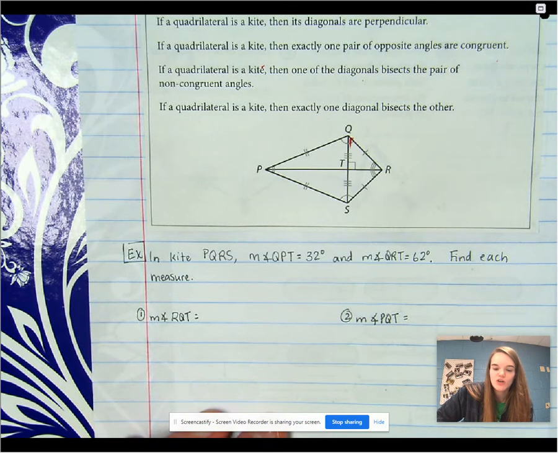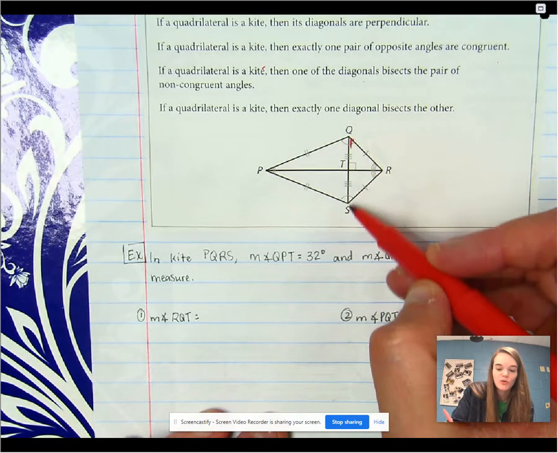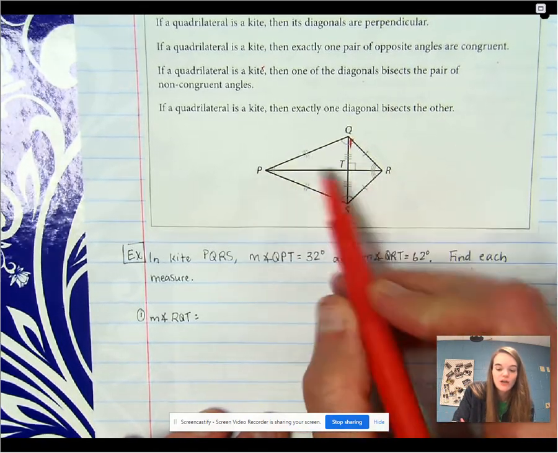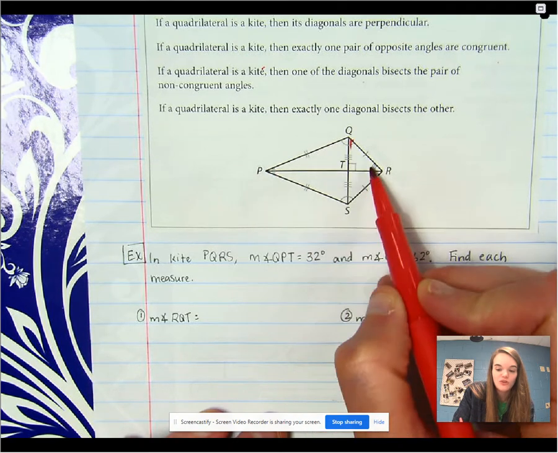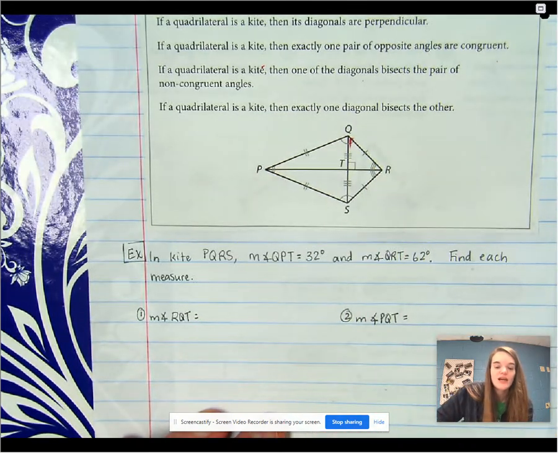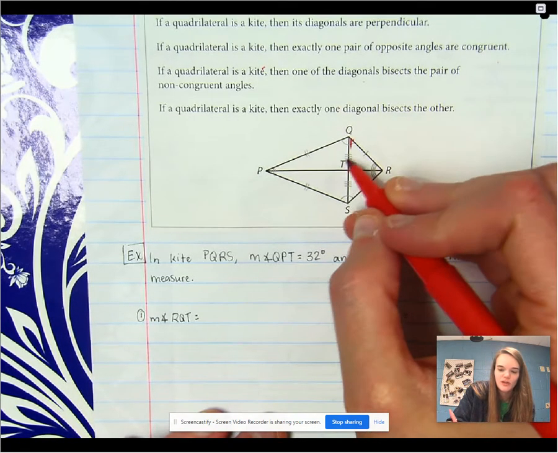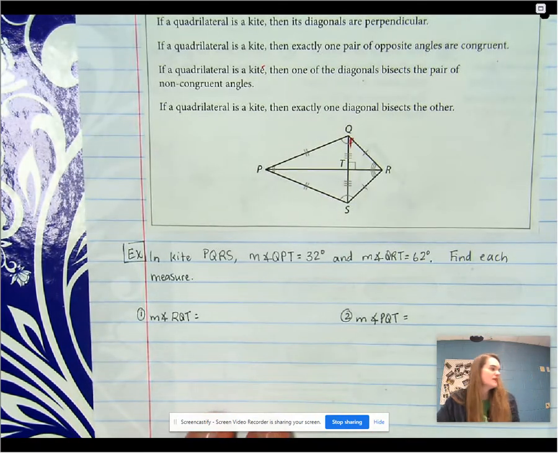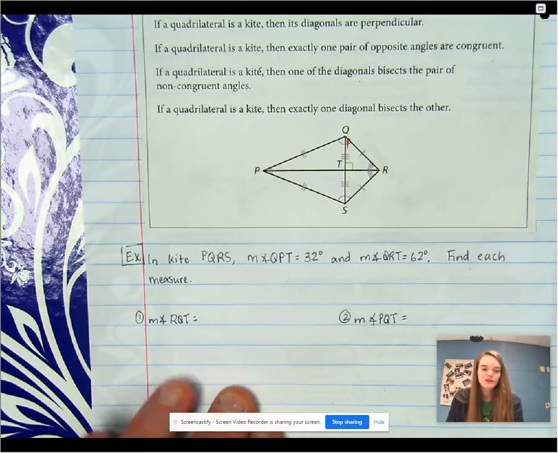If a quadrilateral is a kite, then one of the diagonals bisects the pair of non-congruent angles. So these are the congruent ones. These are not congruent, so this diagonal bisects these two. If a quadrilateral is a kite, then exactly one diagonal bisects the other. So this one has been bisected, okay? That is what is true in a kite.